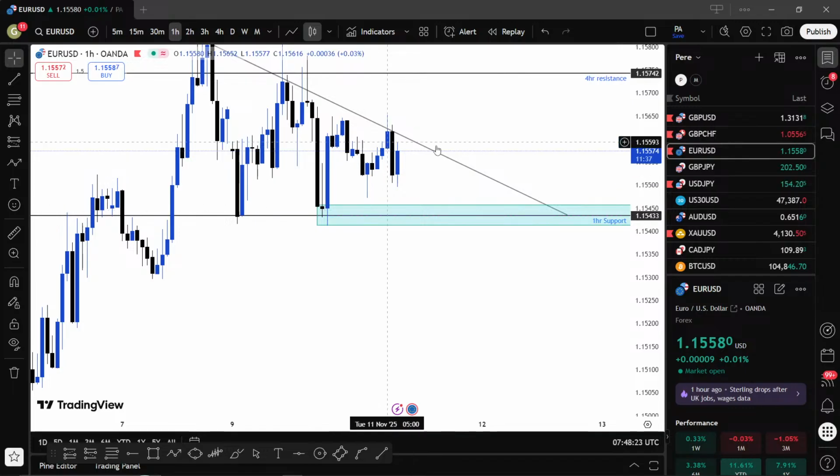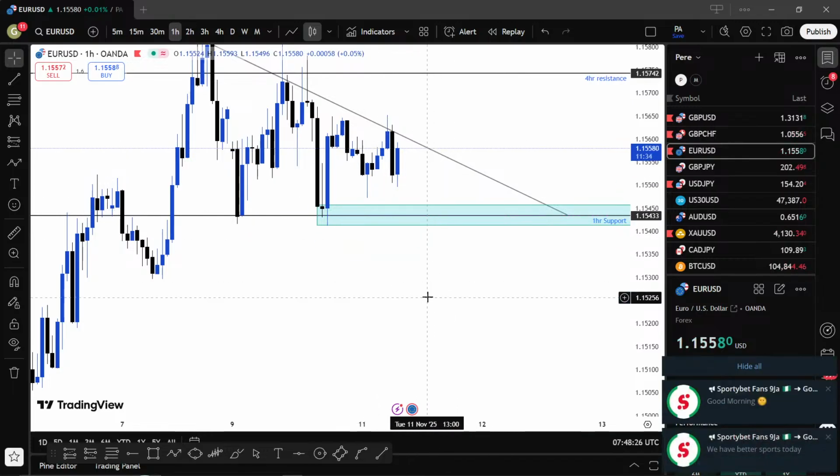So basically for now, let's just leave Euro USD since it hasn't given us any reason to do anything with it.